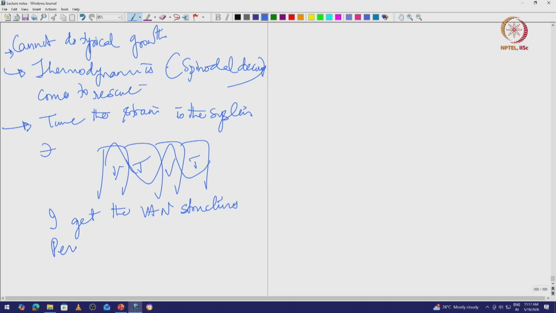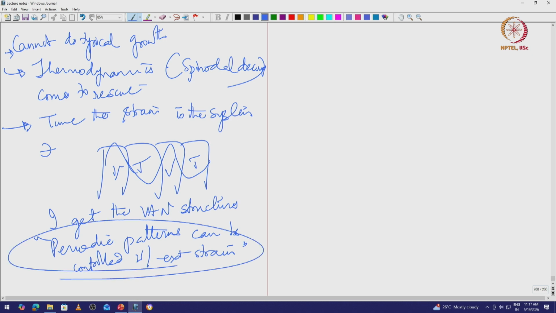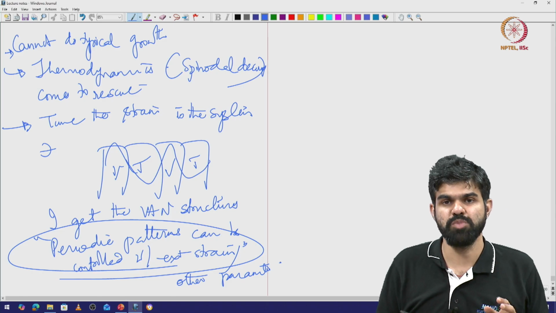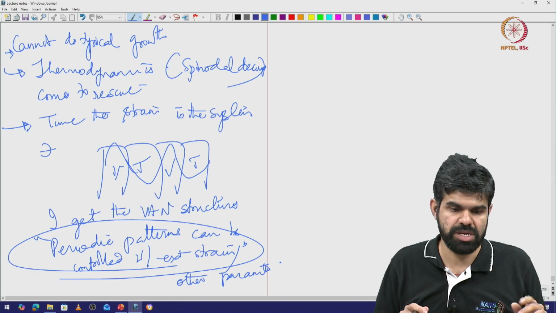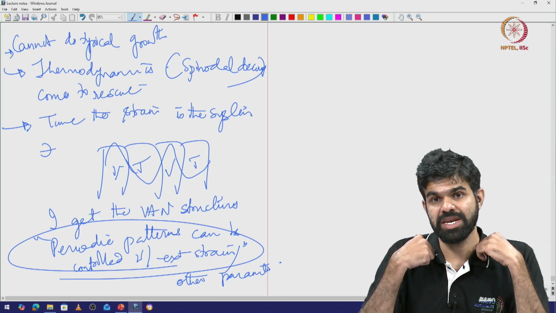The periodic patterns can be controlled with external strain, let us say, or other external parameters in general, not just strain. Okay. So, I'll have to do some research, I'll have to design this, but once I design, I'll start growing this and then cool it down so that the vanadium and titanium spontaneously break down into these vertically aligned nanostructures. Okay. So, this is one way of making these vertically aligned nanostructures.